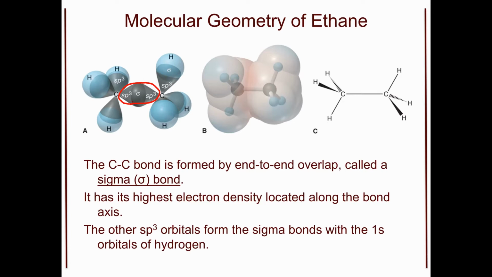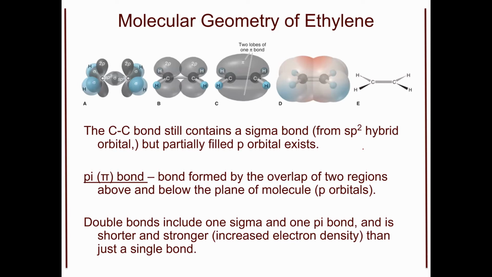The other sp3 orbitals from our carbon are going to form sigma bonds with the 1s orbitals of our hydrogens, and you can see that is how we would get our tetrahedral molecular geometry for both of our carbons. Where the difference comes in for our ethylene is that our carbon-carbon bond is going to be slightly different.